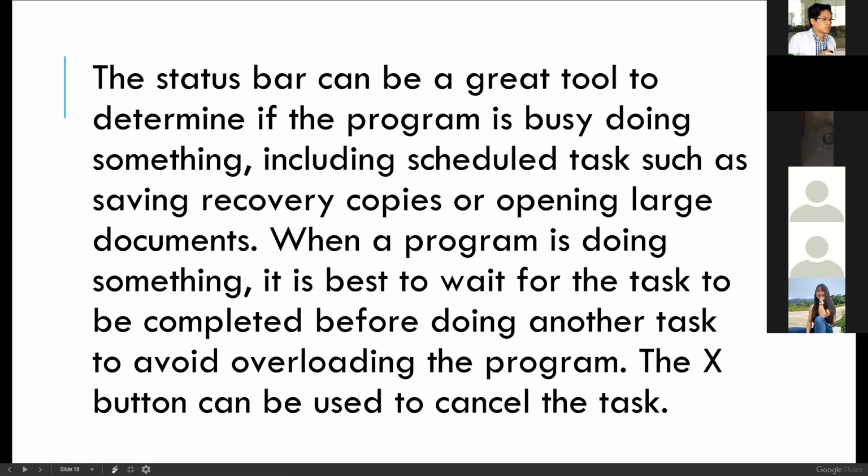The status bar can be a great tool to determine if the program is busy doing something, including scheduled tasks such as saving recovery copies or opening large documents. When a program is doing something, it is best to wait for the task to be completed before doing another task to avoid overloading the program or multitasking, right? Because the more documents or the more processes you make, the tendency is it will hang up. The X button can be used to cancel the task. Okay.